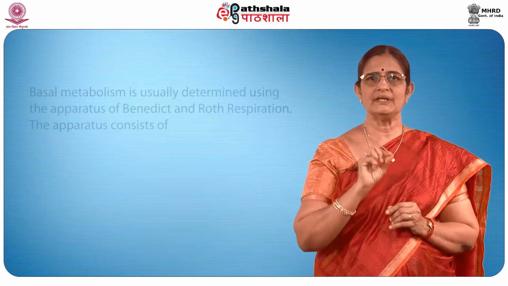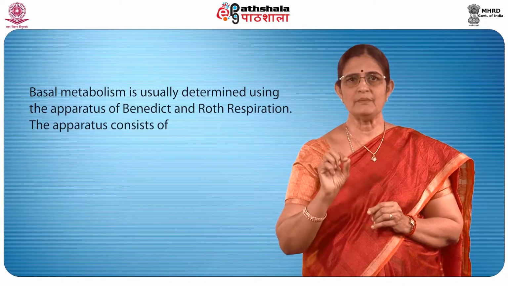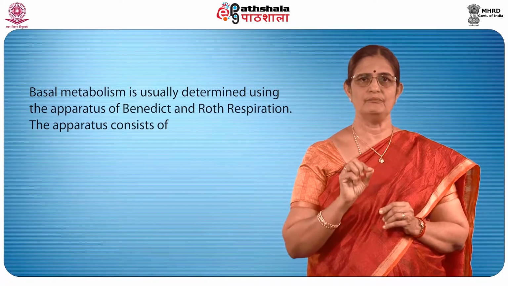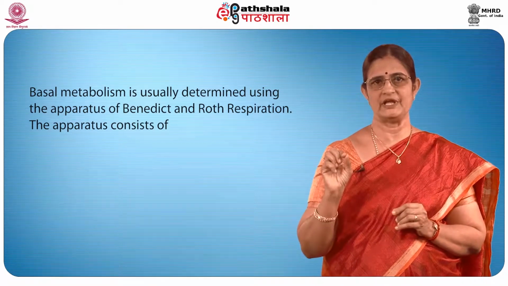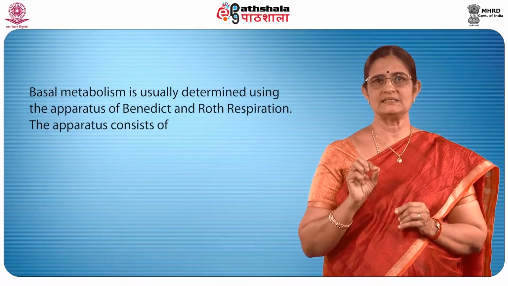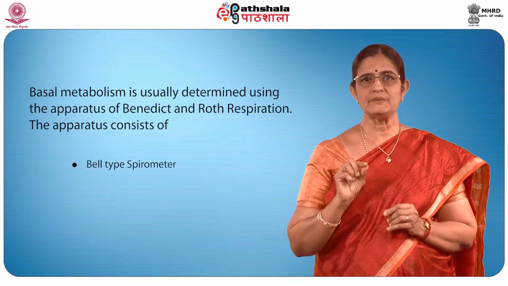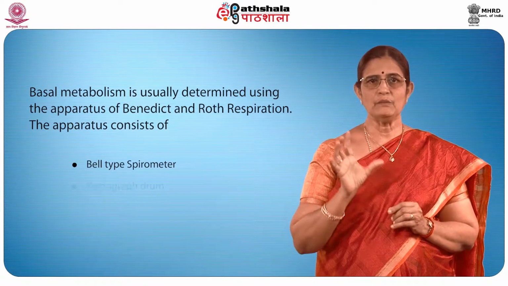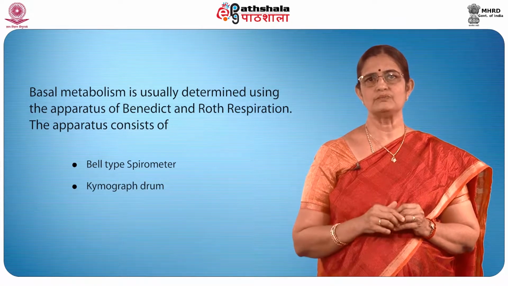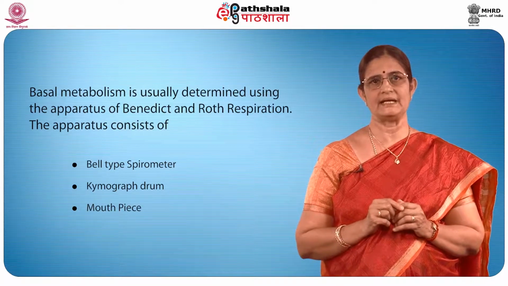Let us understand the different parts of the apparatus used to find out BMR. BMR is usually determined using the Benedict and Roth respiration apparatus. This apparatus consists of bell type spirometer, Kymograph drum, and third one is mouthpiece with necessary attachment. Now we will see about bell type spirometer.